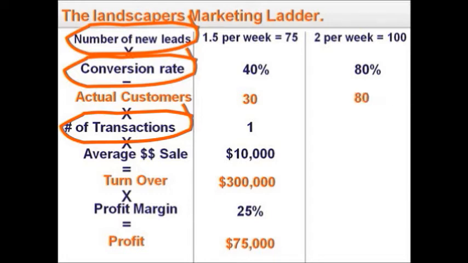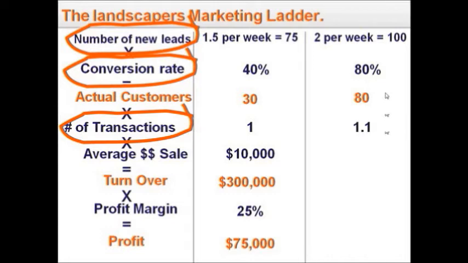So 80% of 100 of course is 80 clients per year. So you can see by making a few minor changes, half an extra customer per week, and again I don't know how we get half a customer per week, increase the conversion rate from 40 to 80% by using the strategies that I'm going to show you in these videos, you more than double, you almost tripled the amount of customers that become actual paying clients on a 12-month basis.